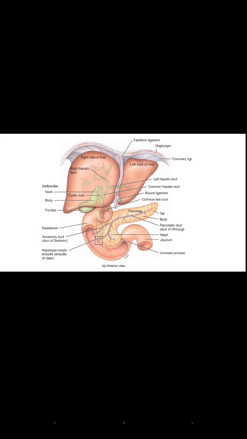This common bile duct merges with the pancreatic duct and then it enters the duodenum, and this duct is called the hepatopancreatic ampulla, that is ampulla of Vater. So in this diagram we studied the 2 types of duct of the pancreas, accessory duct and the pancreatic duct. The common bile duct and the pancreatic duct enter the duodenum via the duct named hepatopancreatic ampulla, that is ampulla of Vater.